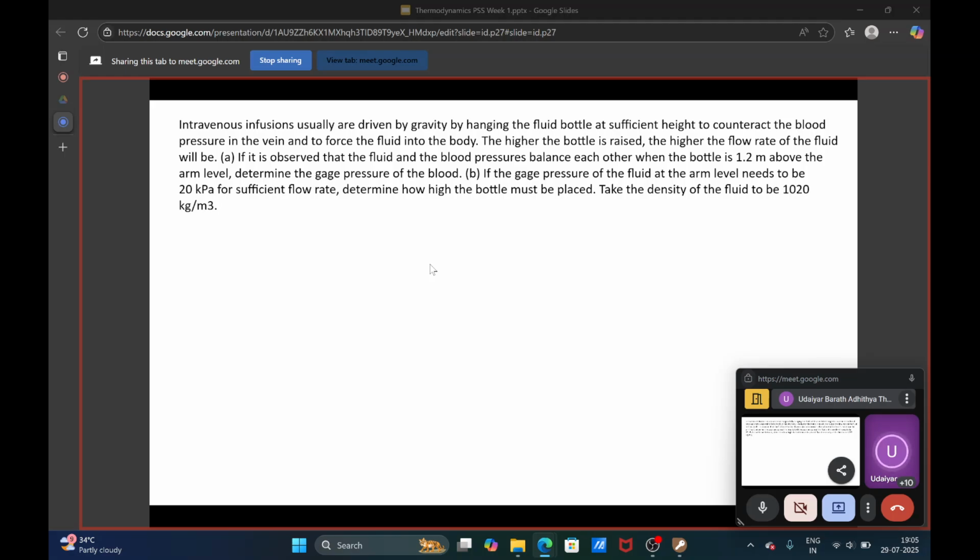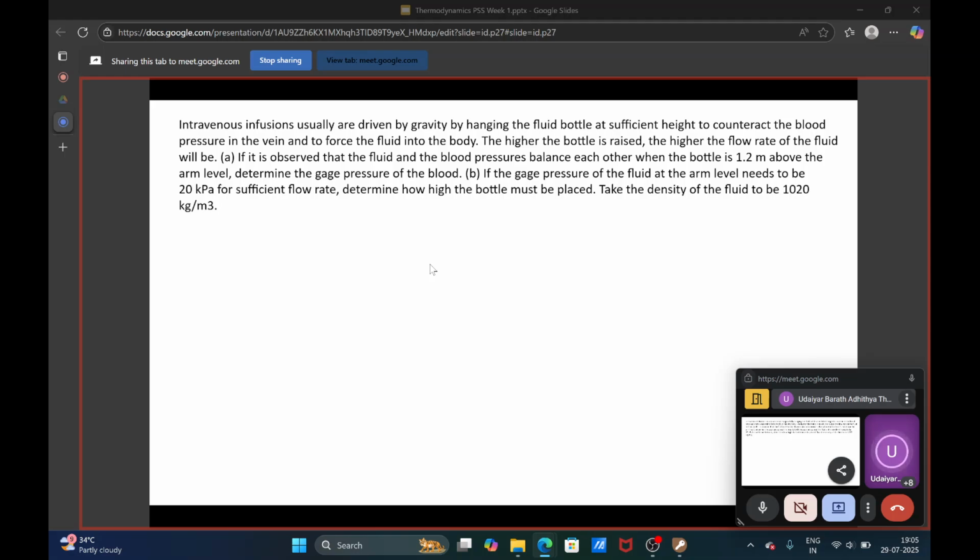So the next question is, intravenous infusions are usually driven by gravity. Those are the IVs which you see in hospitals. You have a glucose bottle at the top, and the IV fluids are passed to your blood vessels. Those flow through gravity. Infusions are usually driven by gravity by hanging the fluid bottle at sufficient height to counteract the blood pressure in the vein and to force the fluid into the body.